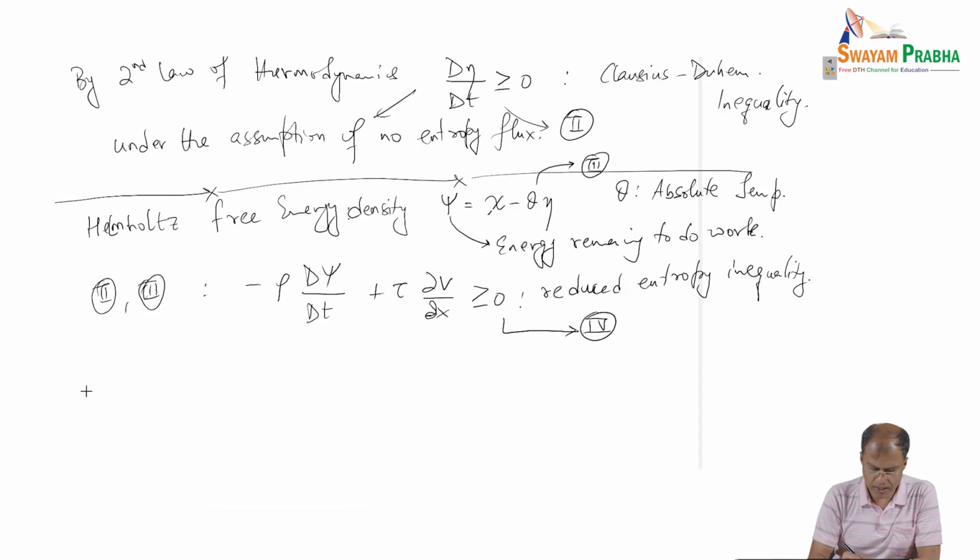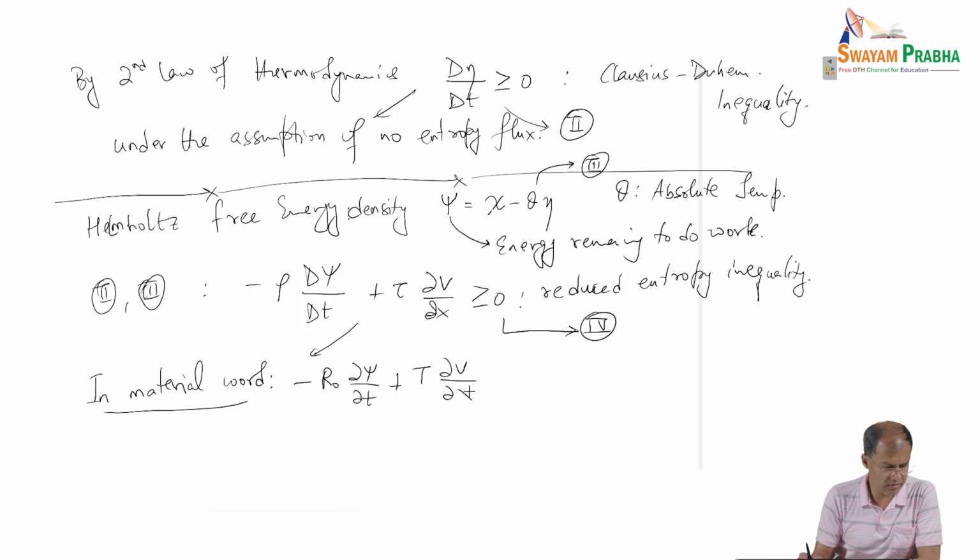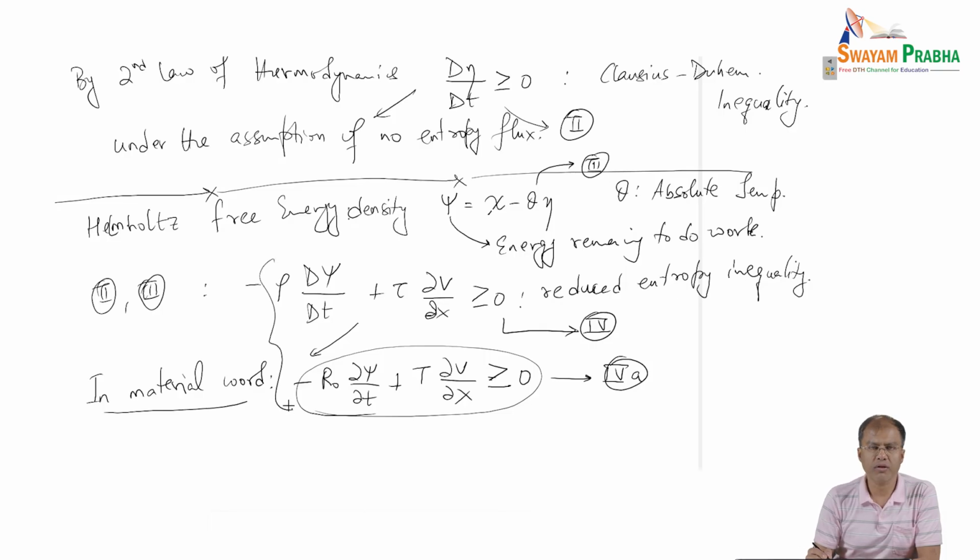In the material coordinate, we can rewrite this inequality number 4. We can rewrite this as minus rho naught partial psi partial t plus T times partial v partial x greater than or equal to 0. We call this inequality number 4a, which is the material coordinate version of the Eulerian reduced entropy inequality. These two are identical based on the frame.